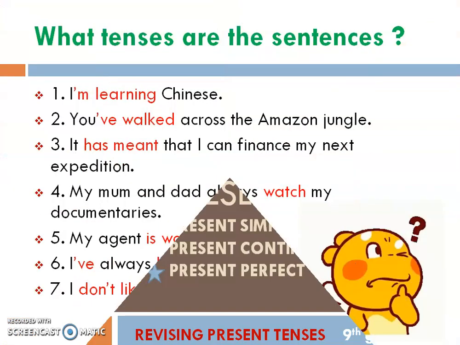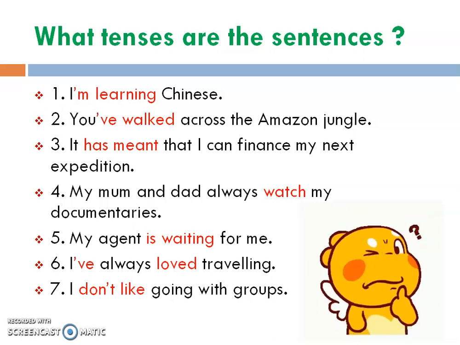Let us start with observing these 7 sentences and try to identify what tense is used in each of them. First sentence, I am learning Chinese. I'm learning is present continuous. Second sentence, you've walked across the Amazon jungle. You've walked is present perfect tense.